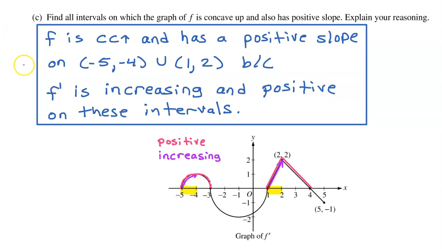Time to summarize and justify. F is concave up and has a positive slope on the intervals from -5 to -4 and 1 to 2 because f prime is increasing and positive on these intervals.